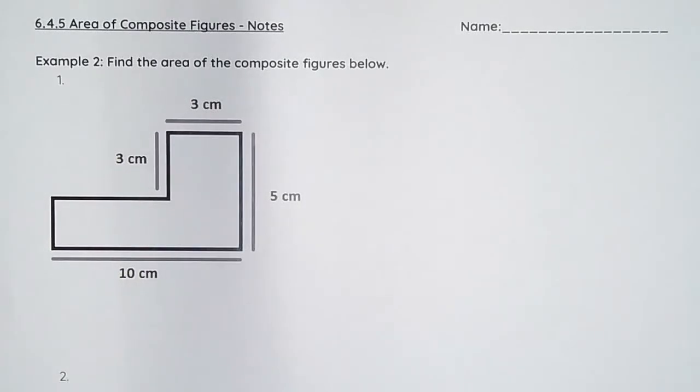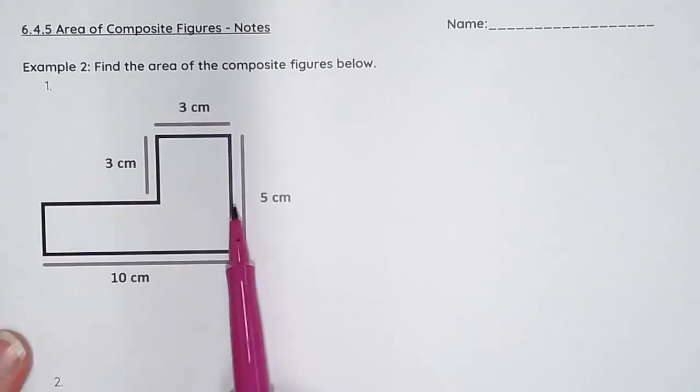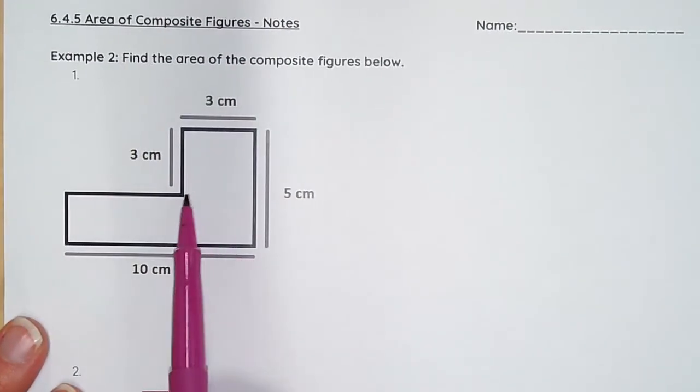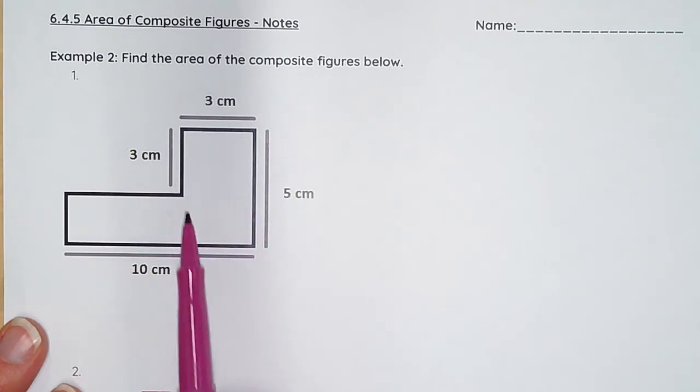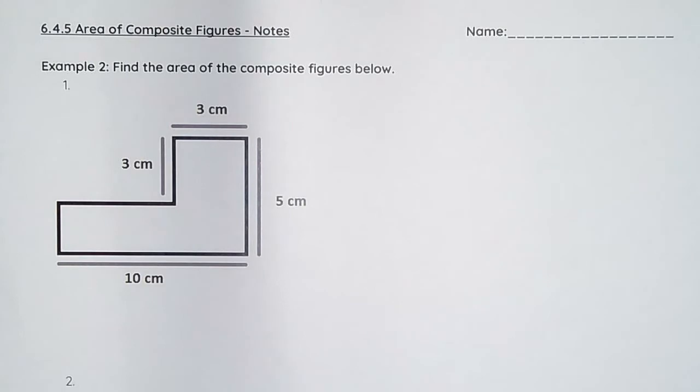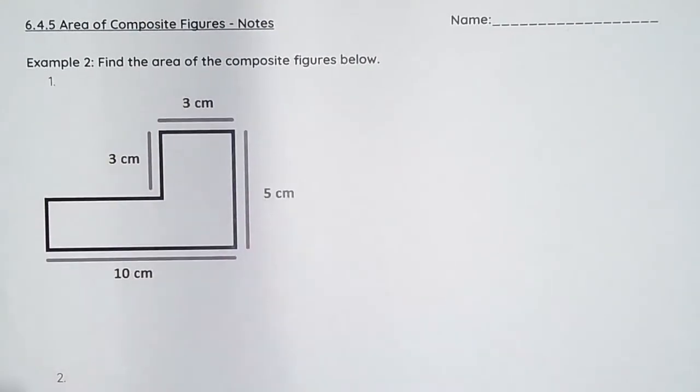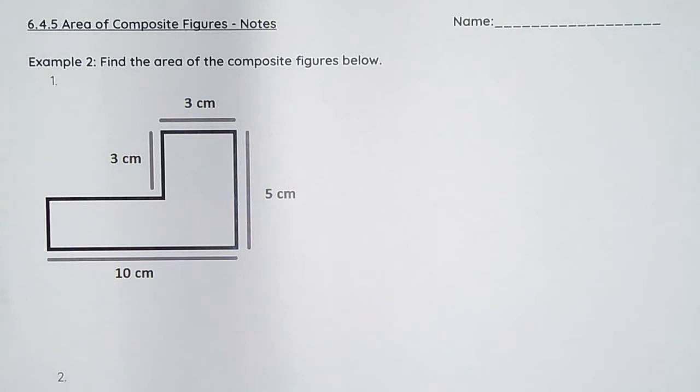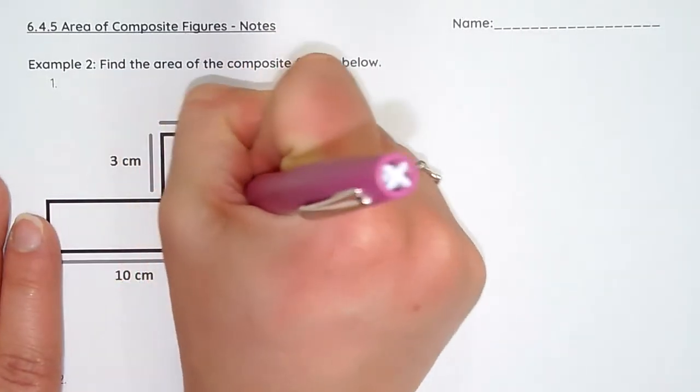So again, we do want to go ahead and make sure that we are only putting as few lines as possible to make our lives a little bit easier. However, for this figure, I could either draw a line here or I could break it down here. And the choice is yours. So both, if you break it here or you break it here, you should get the same area if you do it correctly. I am going to break it down right here.